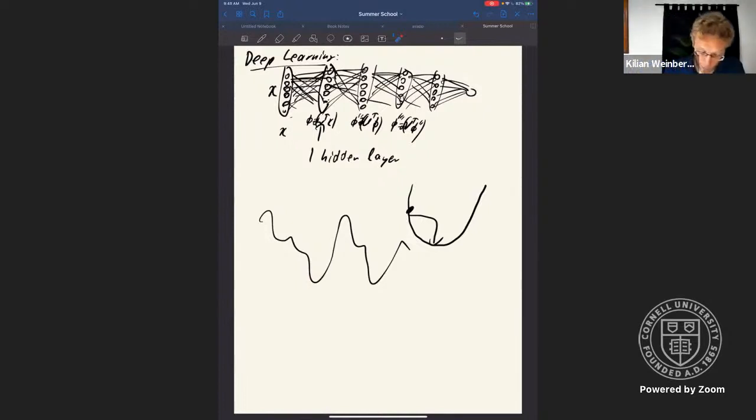Previously I never had to worry about this. I just start here, do gradient descent, and always end up at the minimum. Here there are many minima. In fact, you could also have a saddle point, something like this, and you could end up here because there's also no gradient.